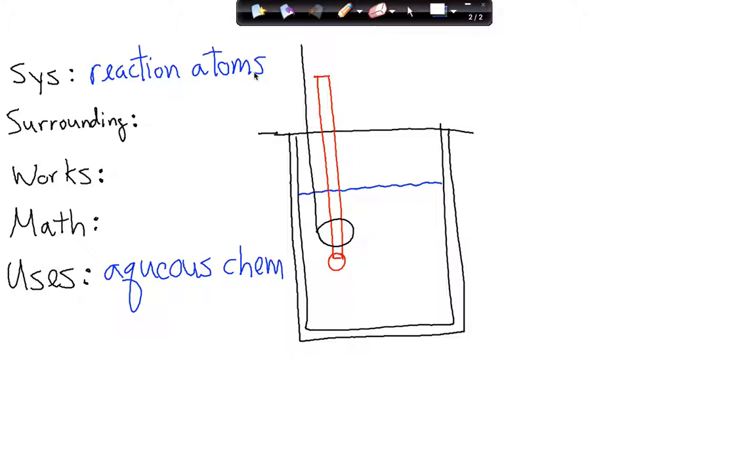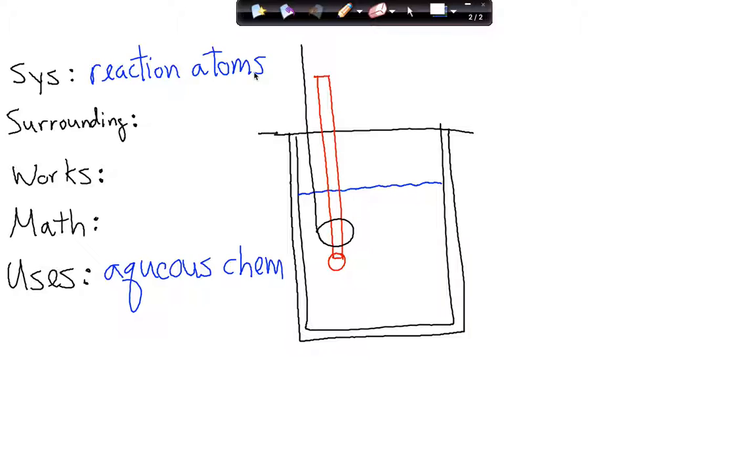You okay? That's what we need to talk about. So, if the system is the atoms doing the reacting, and it is, what are the surroundings? Everything else. But guys, this is where we get tricky.